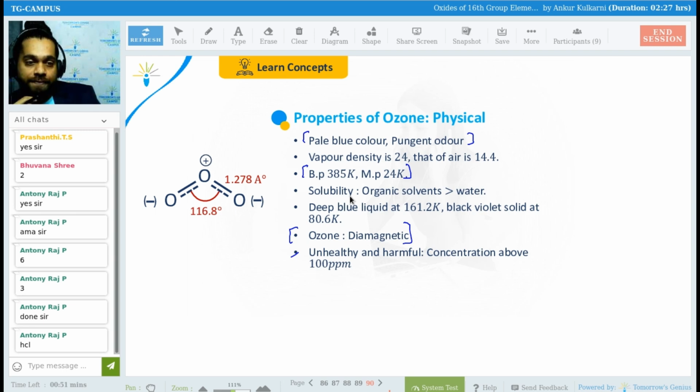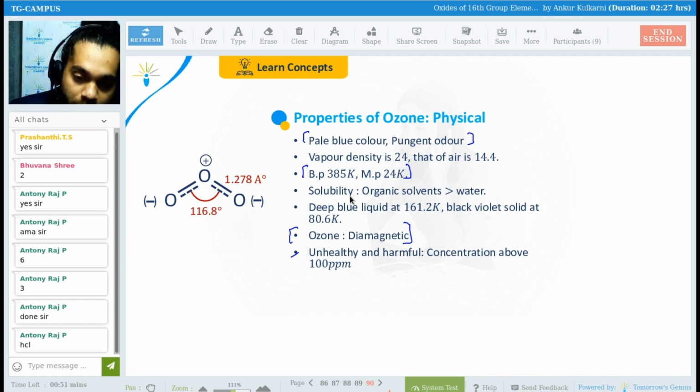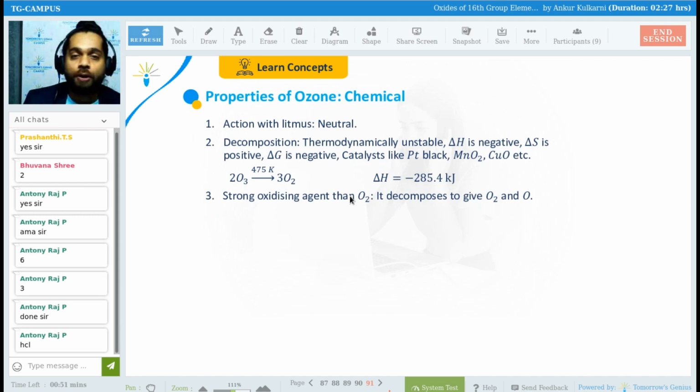Because of CFCs. Yes, excessive use of CFCs. The chlorofluorocarbons that are given out by refrigerators and air conditioners, correct? So excessive use of CFCs is the reason for the depletion of the ozone. Okay, sure. Now, properties of ozone.